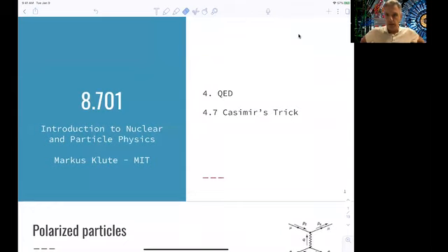Welcome back to 8701. The name of this class is called Casimir trick. But what we're actually going to do is learn how to deal with spin information in the calculation of our matrix elements. So what is it we're trying to do?